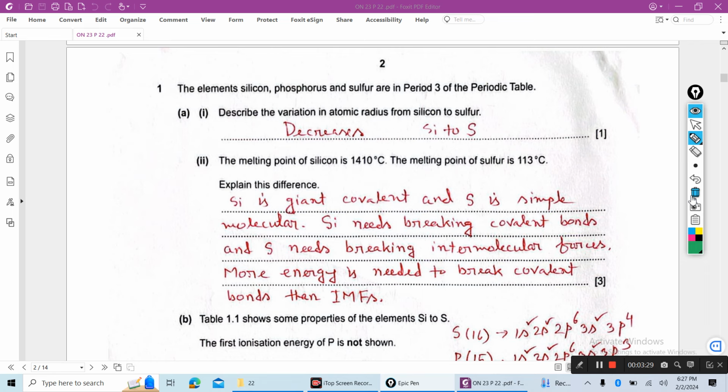So why does silicon have a high melting temperature and sulfur a low one? Because silicon is a giant covalent and sulfur is a simple molecular. For melting silicon, covalent bonds have to break. For melting sulfur, only weak intermolecular forces need to be broken. So, to break strong covalent bonds, more energy is needed than for intermolecular forces.